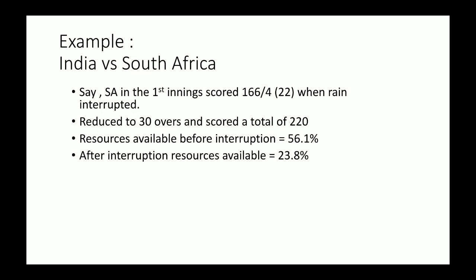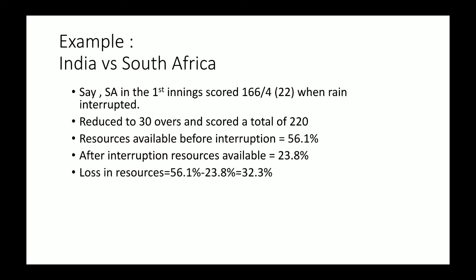So after the rain started to pour down, after the game restarted, South Africa had only 8 overs in hand and they had obviously lost 4 wickets. So keeping that into consideration, that South Africa is remaining with 6 more wickets and 8 more overs, the resources available now for South Africa is 23.8%.